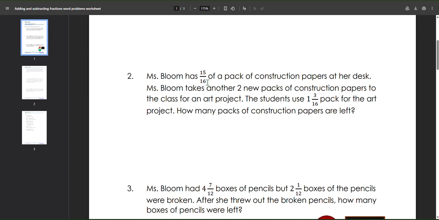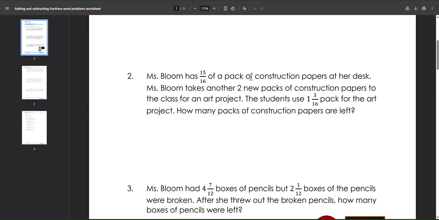Miss Bloom has 15/16 of a pack of construction papers at her desk. Miss Bloom takes another 2 packs of construction papers to the class for an art project. The students use 1 3/16 pack for the art project. How many packs of construction papers are left?